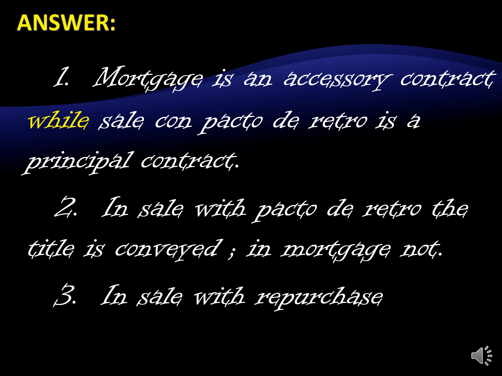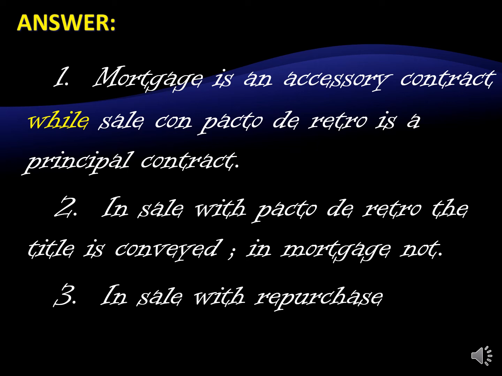For example, number one, mortgage is an accessory contract, while sale with pacto de retro is a principal contract. Notice, in order to distinguish, use the word while. You could distinguish using a semicolon. But as you'll notice, if the distinction is very long, the semicolon is going to be drowned by the length of the answer. So for short distinctions, you may use a semicolon, but for long distinctions, I suggest you use the word while. Of course, if you want to be consistent, you could keep on using the word while all the time, or you could keep on using the semicolon all the time.